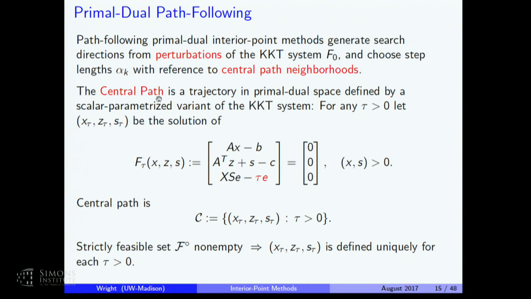Okay? So instead of heading right for the solution, we say, well, let's tweak the nonlinear equations a little bit to get a system that's a little bit easier to solve in some sense. Okay? So I'm going to think of the solution of this system as carving out something called the central path. And you can show that if the set of strictly feasible points for the primal and dual is non-empty, you can show that this system has a unique solution. For any positive tau, there's a unique triple, x, z, s, that satisfies this system. Okay, so the central path in primal dual space is well defined.